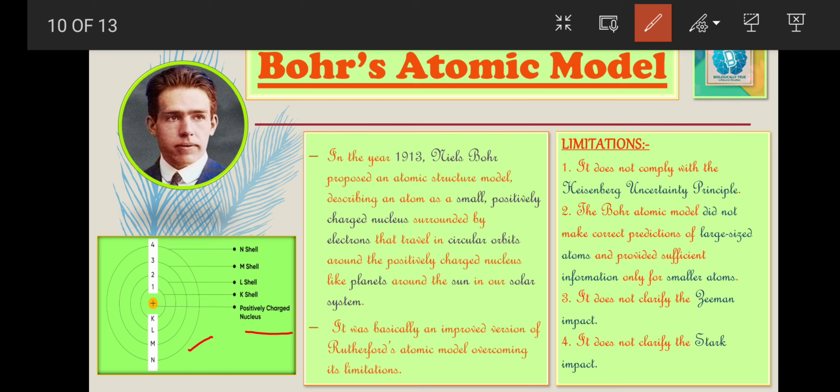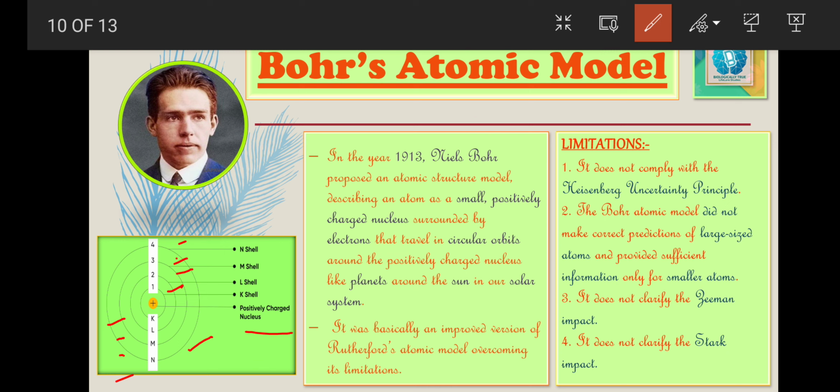Thirdly, the energy levels of the electrons at different orbits are represented by 1, 2, 3 and 4, which are termed quantum numbers. These numbers are assigned to the shells K, L, M and N, as shown in this picture. These are the shells which are given the quantum numbers 1, 2, 3 and 4.